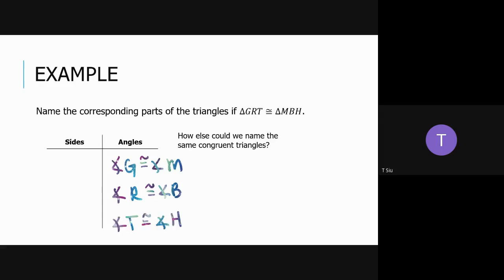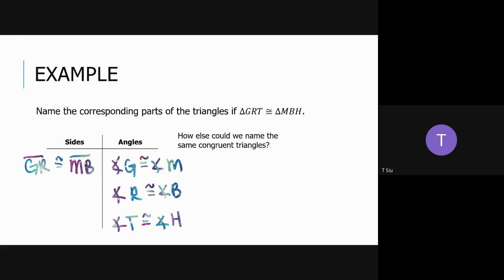And angle T and angle H are congruent to each other because they are the third letter of the name of the congruent triangles. I'm going to go ahead and name the sides. Because I'm given just the name of these two triangles, triangle GRT is congruent to triangle MBH, I can actually use this naming system to help me name the congruent sides.